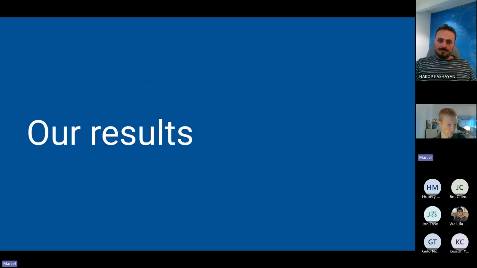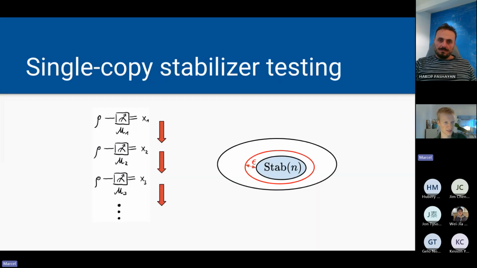Okay, so this brings me to our results. So what did we actually do? Hopefully we have digested the title of the talk or of the paper by now. We're looking at stabilizer testing, where we wanted to decide if an unknown state is in the stabilizer set or some non-trivial distance away from it. But we're restricting our attention to only considering algorithms which have the single copy paradigm. So we're restricting ourselves to a smaller set of algorithms, but potentially algorithms that are much more feasible to implement.